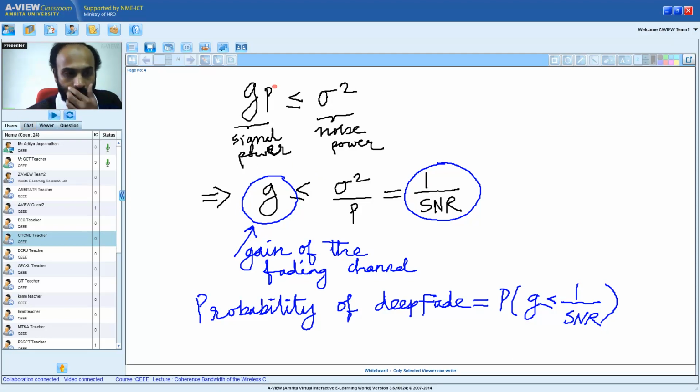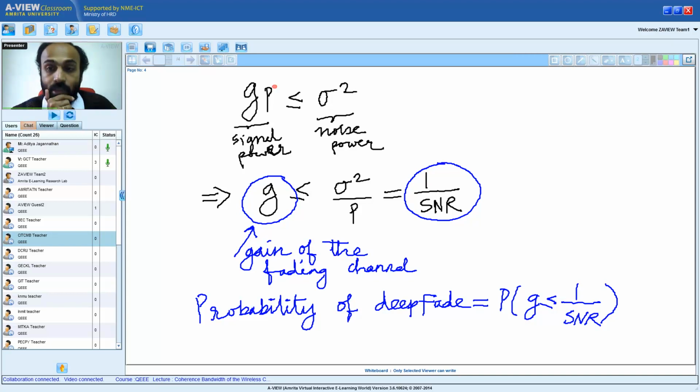Okay, PSG, I'm getting the answer. PSG has given the correct answer. Can someone else tell me how to calculate the probability that the gain G is less than or equal to 1 over SNR? What is the probability that G is less than or equal to 1 over SNR? In PhD college, I am getting the answer. Can someone else also respond?